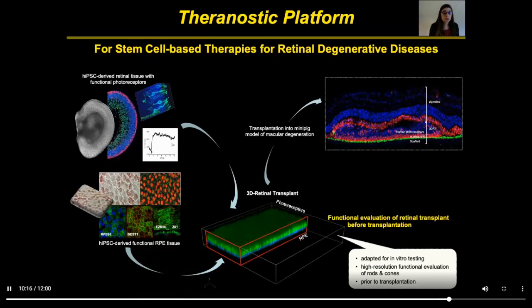So we are currently adapting the system and establishing the correct parameters and procedures for its use in vivo, and the intention is to use it for functional evaluation of our retinal transplants prior to transplantation, with the intention of using it for both the preclinical product and eventually the clinical product.